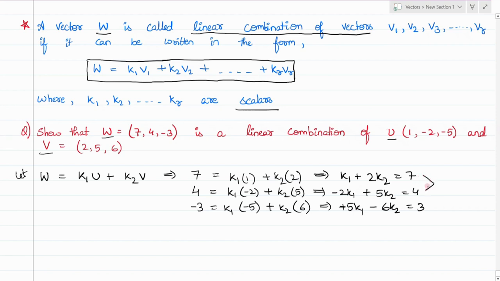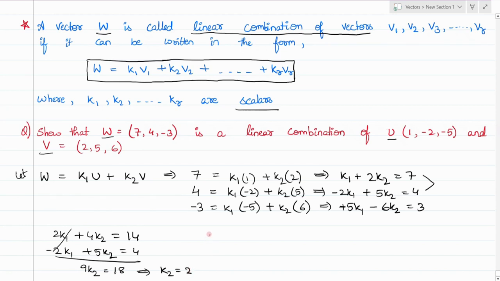Let's take these two equations, that is 1 and 2. From here we can write it as: multiply the first equation with 2. It becomes 2k1 plus 4k2 is nothing but 14. Write the second equation as it is, minus 2k1 plus 5k2 is 4. Do the elimination method. This gets cancelled. It becomes 9k2 is equal to 18. From here we can get k2 as 2.